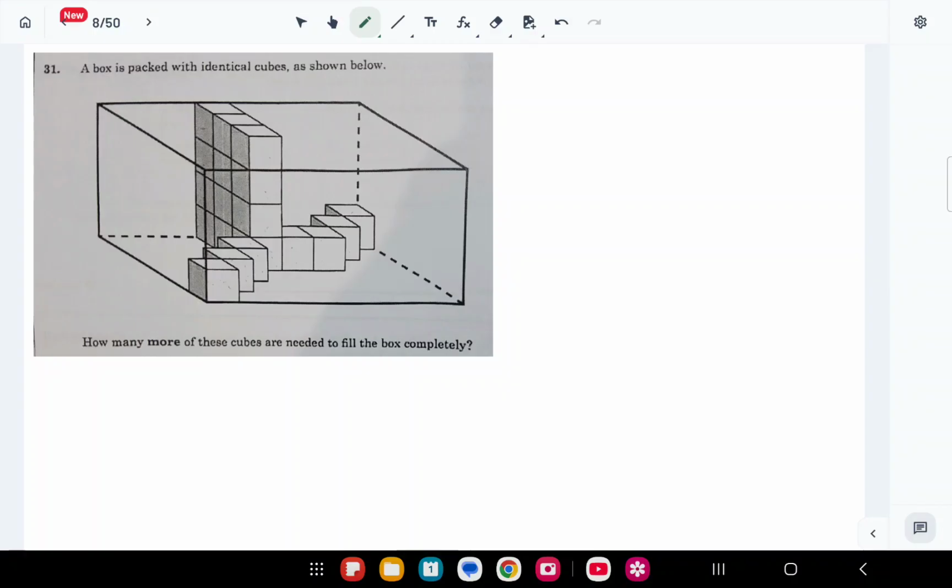Number 31. The center box is packed with identical cubes as shown below. How many more of these cubes are needed to fill the box completely? Alright, so we want to calculate the number of cubes that could fill this box. And to do this, we use volume. So we know now the number of cubes.